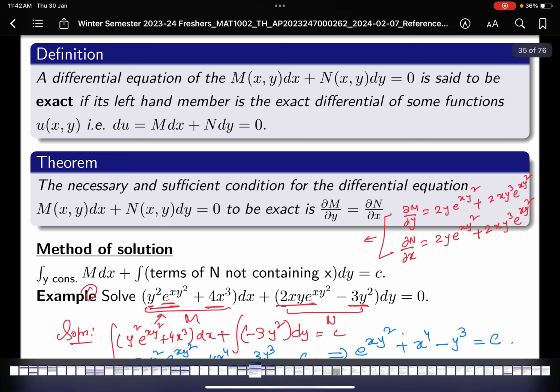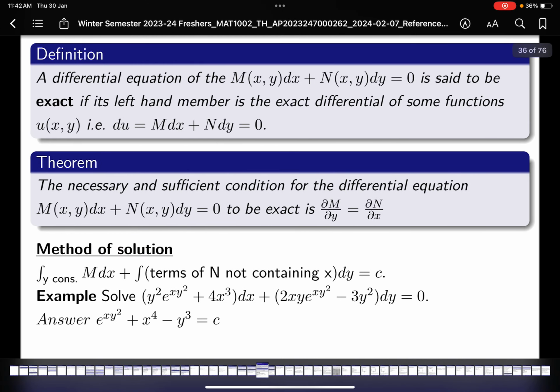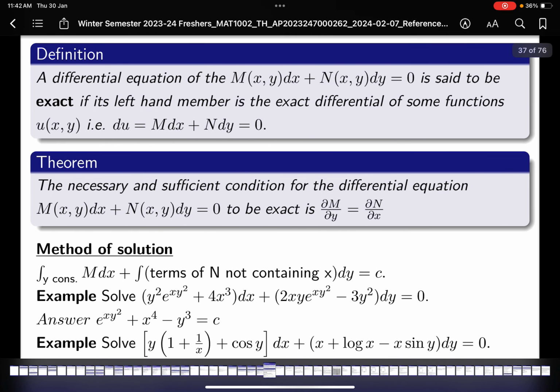Likewise you can solve the questions. So in the exam, if the method is not mentioned, you first need to check whether that equation is in linear standard form or not. If yes, then go for that solution. Otherwise, next you need to check whether it is exact or not. If exact, then you can apply this method and get the solution. So likewise you need to solve these questions.